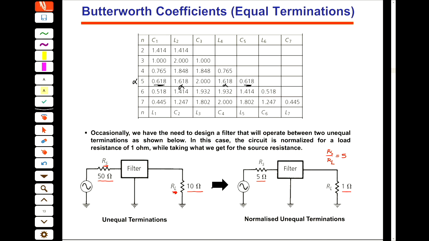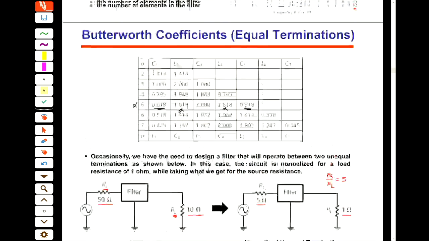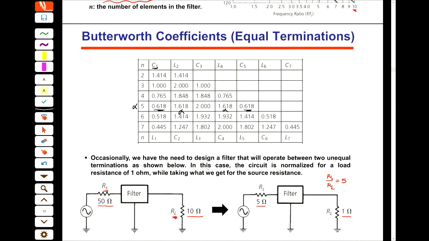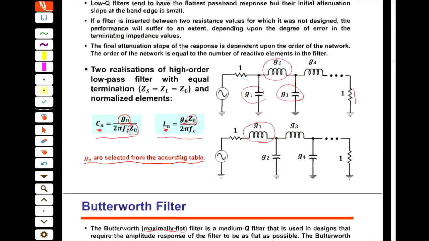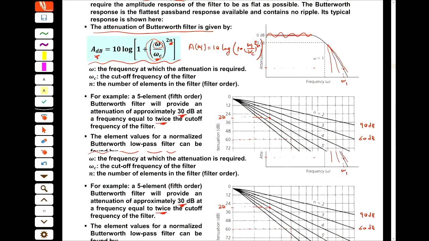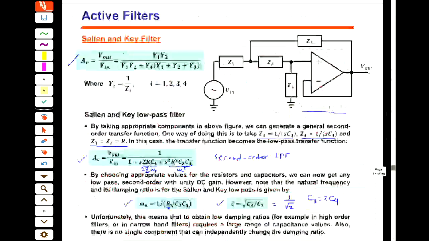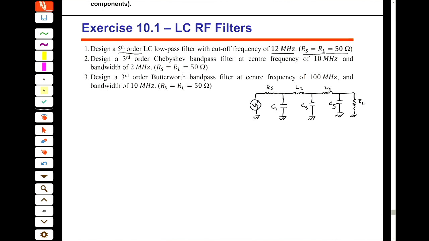Also, we can start from C, going C1, L2 through C5, or we can start from L, for example L1, C2, and the graphs could be different. When we start from C, it's like this. When we start from L, it's like this. The result is the same. All right.